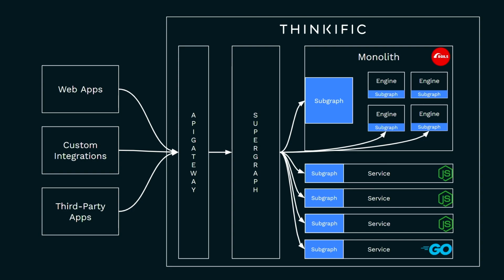So to recap, we have web apps, custom integrations, third-party applications, communicating with the API gateway. The API gateway accesses the supergraph. The supergraph orchestrates the requests with the subgraphs.